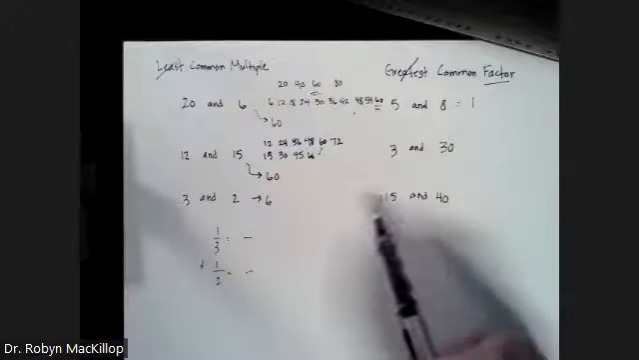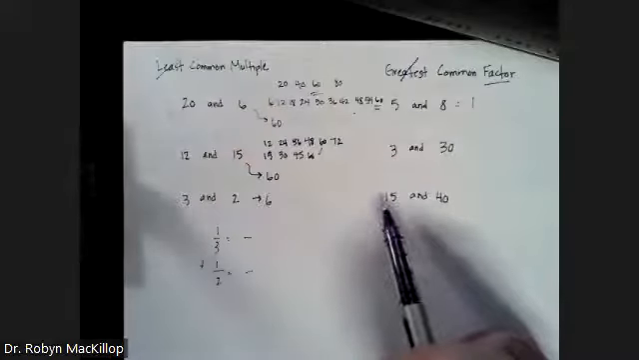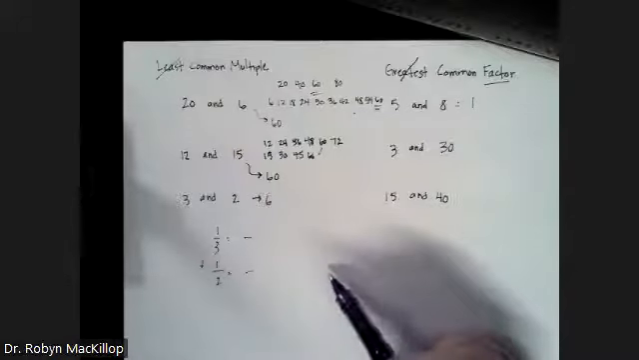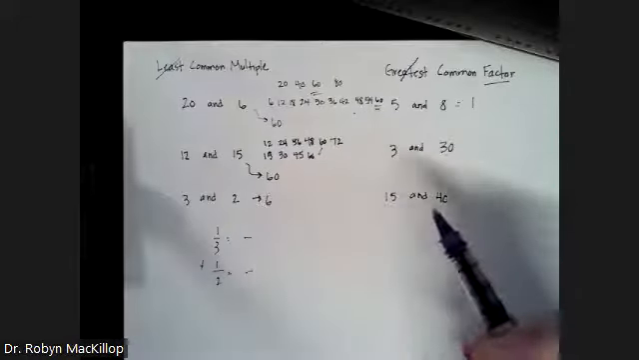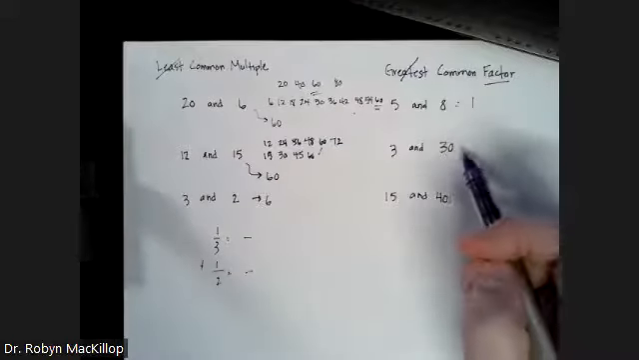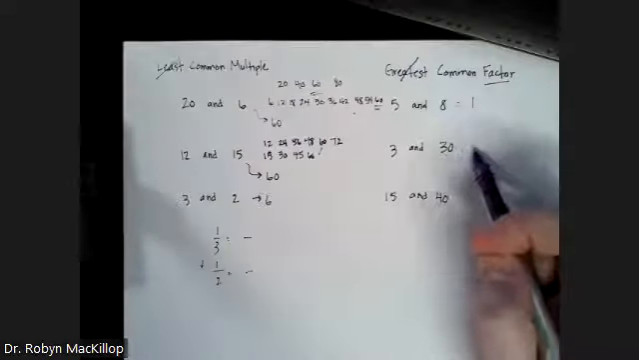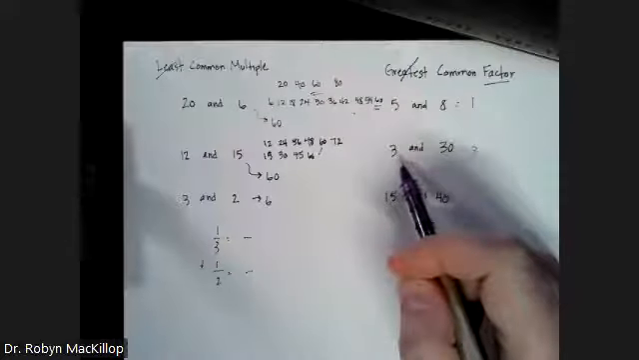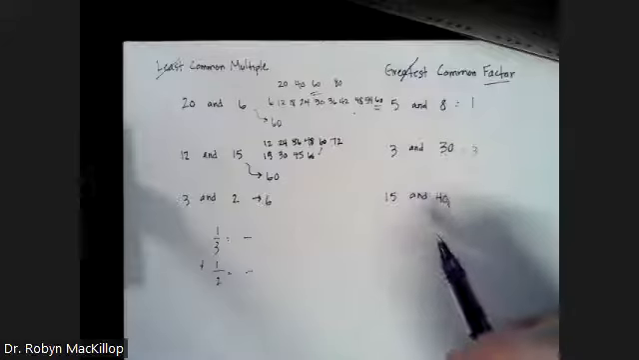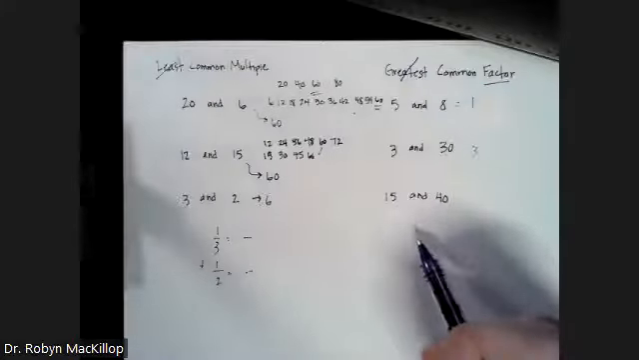Now let's try 3 and 30. What is the greatest number that goes into both of these numbers? And we know it's not 1 for this one because we've got 3s in both. That's going to be our greatest common factor: 3. Because 3 times 1 is 3, and 3 times 10 is 30. So 3 is going to be our greatest common factor.